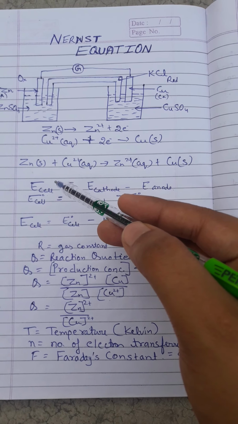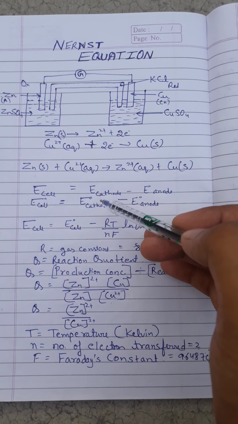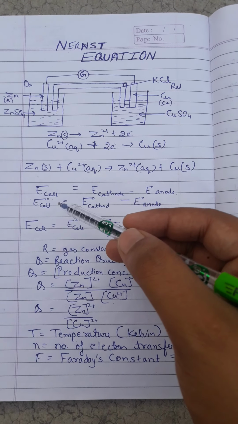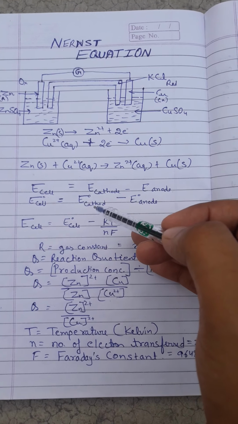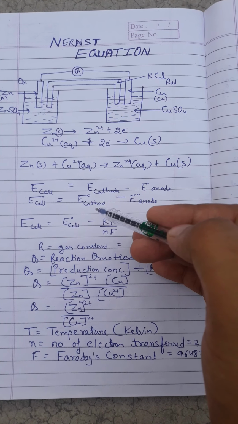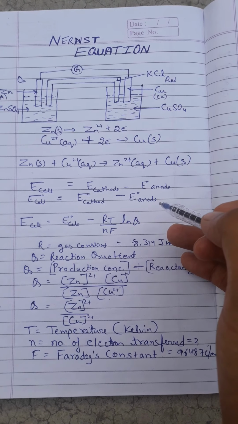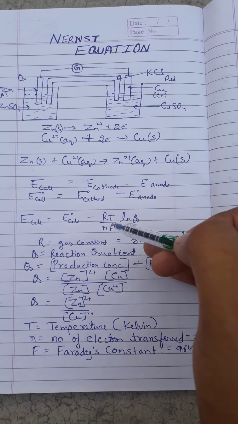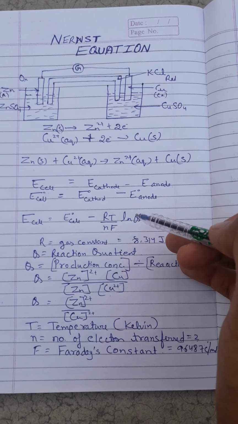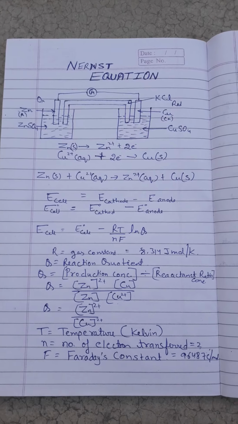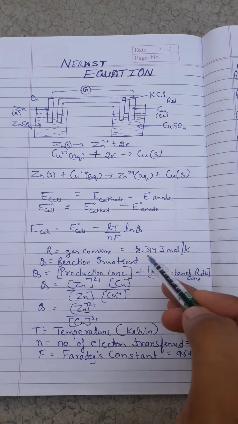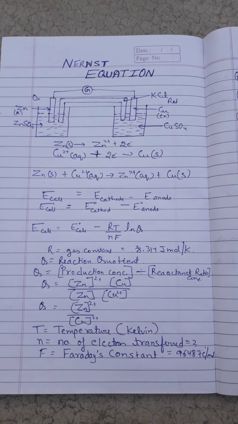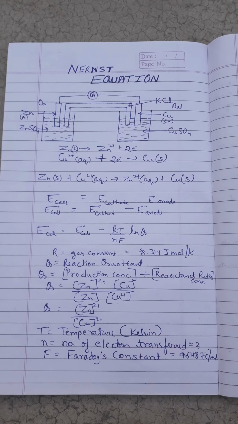This is the cell potential, which is equal to the cathode potential minus E anode. So the standard cell potential equals the standard electric potential at the cathode minus the standard electric potential at the anode. So E cell equals E naught cell minus RT upon nF natural log Q. Here one important thing to remember: R is the gas constant, which is equal to this, and Q is the reaction quotient, equal to the product concentration ratio to the reactant concentration ratio.